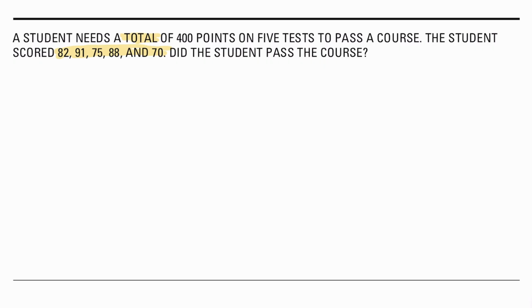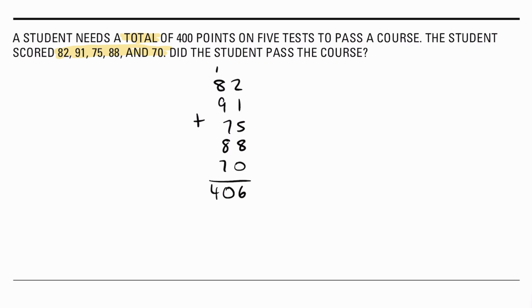And so at this point, I would identify, okay, I have the scores. I know I want to find the total of those scores, see whether it's greater than 400. And so I would just add them together. And so we get 82, 91, 75, 88, and 70. Now we're just adding these together, same process. So 2 plus 1 is 3, plus 5 is 8, plus 8 is 16, carry the 1. 1 plus 8 is 9, plus 9 is 18, plus 7 is 25, plus 8 is 33, plus 7 is 40. And so we end up with 406.